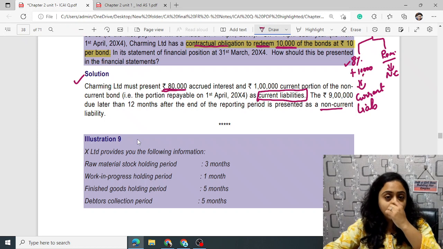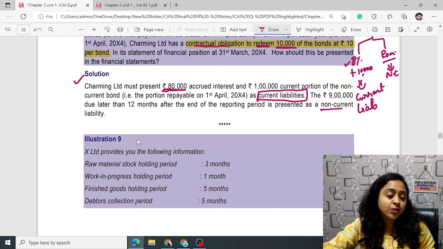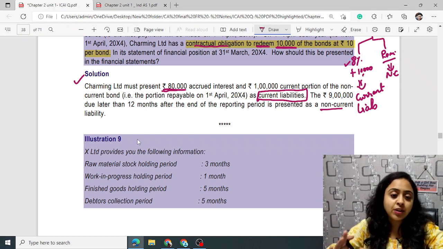Are you clear? You are presenting the particular interest of the upcoming year, plus the amount that you will be paying next year, on the first day of the next year. Okay, you are booking this amount, recording this amount as current. Other than that, the remaining amount is considered as non-current.